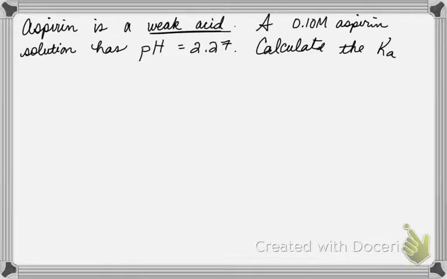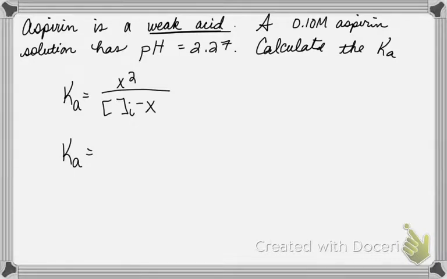Remember that? You have to remember that, because if you don't remember how to do it, you're going to have to do an ice table to get to that point. Ka is equal to x squared divided by the initial concentration of the acid minus x. In this problem, we're going to calculate the Ka.